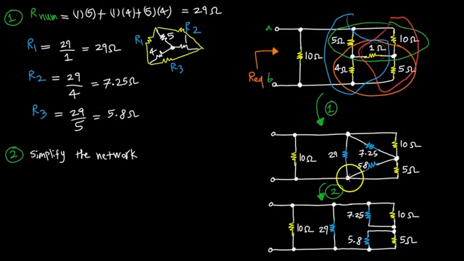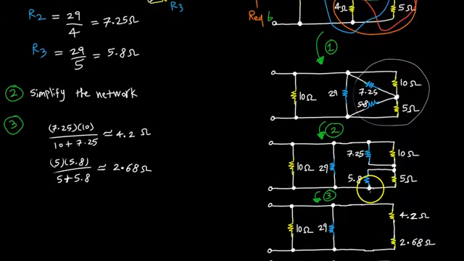In the next step, I'm only simplifying the network so that it looks like a familiar circuit. I'm taking the 7.25 and moving these nodes such that it looks like a parallel combination, which it is. Then I'm taking the 5.8 ohm resistor and putting it in parallel with 5. I haven't calculated it yet; that's for the next step. And I'm finally separating the 29 and bringing it this way so it looks more like a parallel resistor with both the 10 ohm and the equivalents of these resistors.